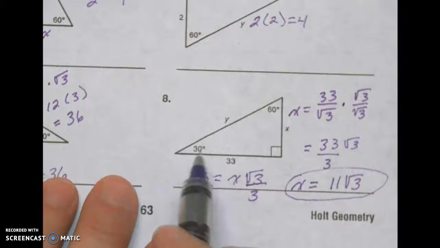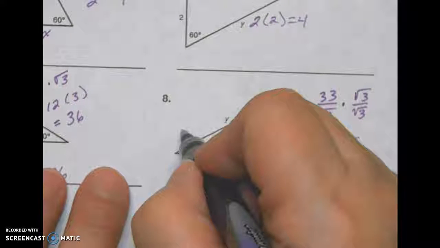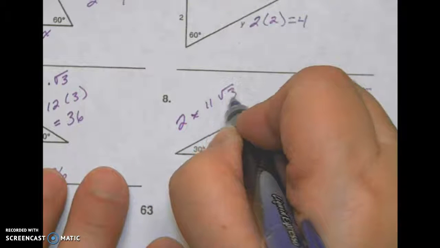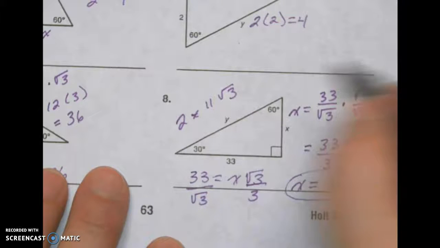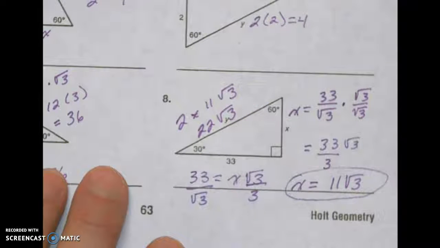I need to find my value of y. Y is twice as much as x. So I need to multiply 2 times 11 square root 3's. 2 times 11 square root 3's is 22 square root 3's. And I've got my value for y.